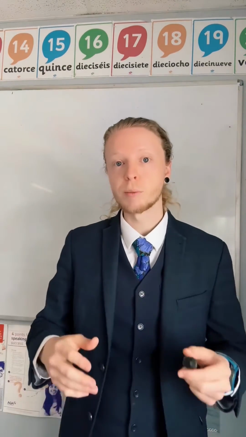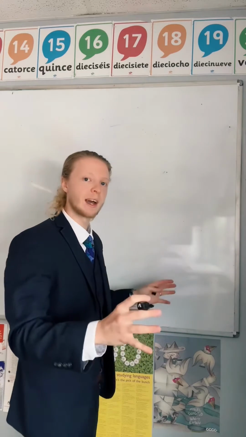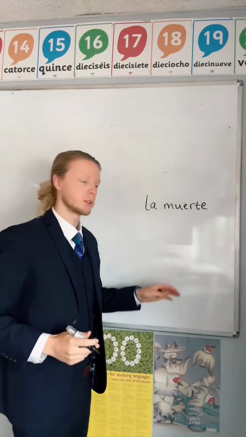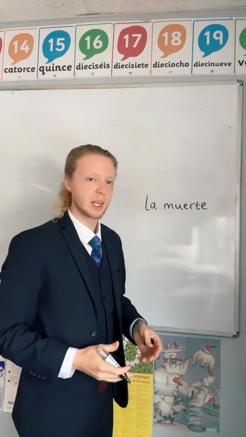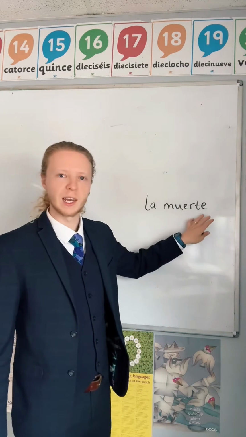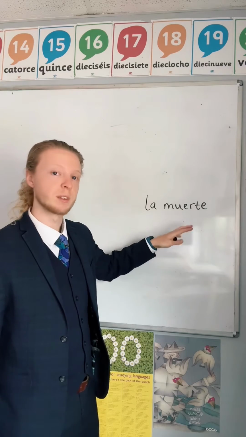Now, if I want to talk about death rather than died or the verb to die, I want to talk about the noun death. It's la muerte. So even though it ends in E, words that end in E, sometimes they're el, sometimes they're la. More often than not, I'd say they're la, like la carne, la leche, la muerte. So it's a feminine noun.